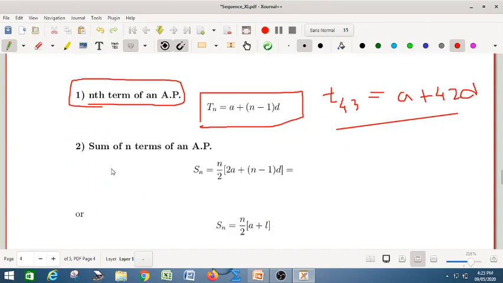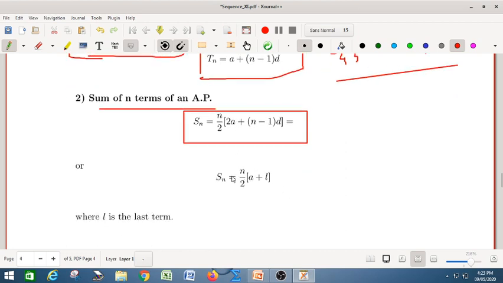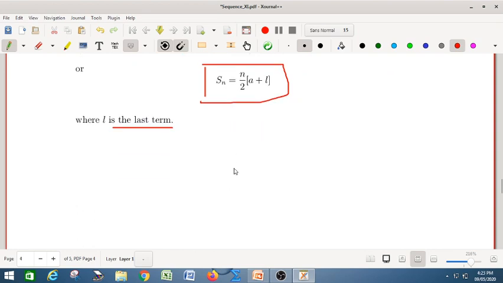And also the sum of the terms. What about the sum of the terms of the series? Sum of the terms is given by Sn is equal to n by 2 into 2a plus n minus 1 into d, or Sn equal to n by 2 into a plus l. L is the last term. So let us prove this.